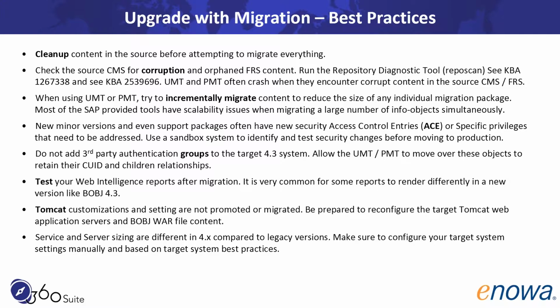Your Tomcat settings I already mentioned. They're not moved over. In a migration scenario, you have to move those over manually. And be aware, especially if you're coming from 3.x to 4.x, the server sizing and the configurations of individual services or servers is very different in 4.x. There could be some changes, especially to the adaptive processing server, that you want to look for in 4.3. There could be new container services in there. There could be different memory requirements for 4.3 based on some changes to the platform. So be aware that you may have to tweak some of your sizing or completely do it differently if you're coming from 3.x.